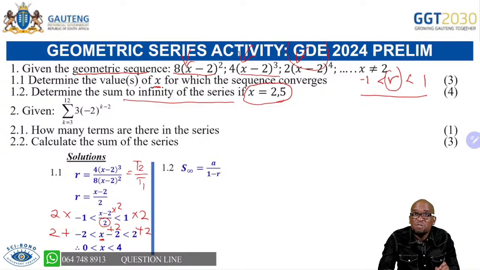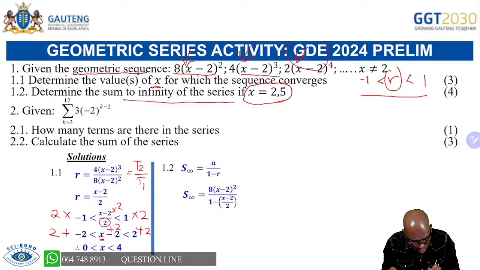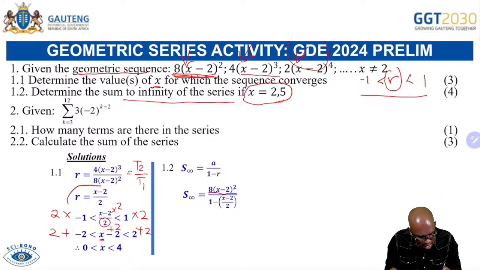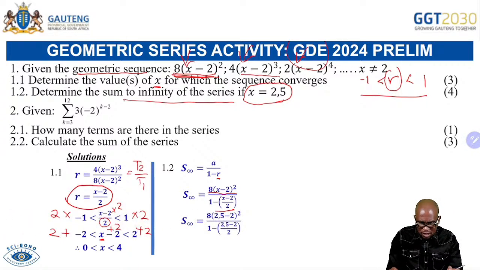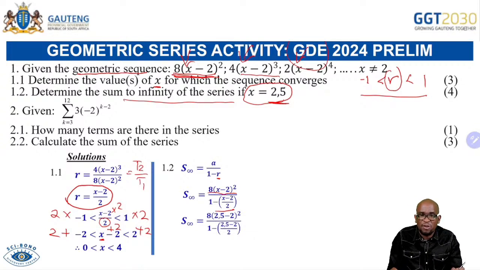Sum to infinity is a over 1 minus r. Now, what I did here was I worked out the sum to infinity in terms of what? In terms of x. So where I see a, I put the first term, 8 into (x minus 2) squared. And then where I see r, I put this value of r here. Now, I simplify this by substituting the value of x, which was given as what? 2.5. So if I substitute the value of x, which is 2.5, I get that the sum to infinity is 8 over 3. So that's one way of calculating the sum to infinity.